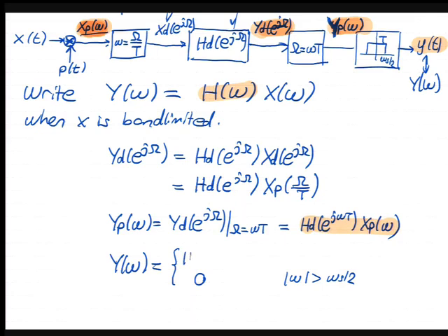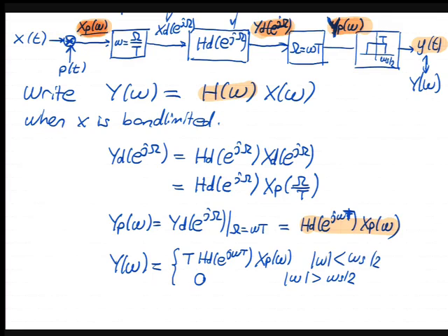So we get Hd. Oh, there's a T. You're right. T times. Thank you. T Hd. This is omega T. E to the j omega T Xp of omega when omega is less than omega s over 2. Right? So we're coming close, very close.